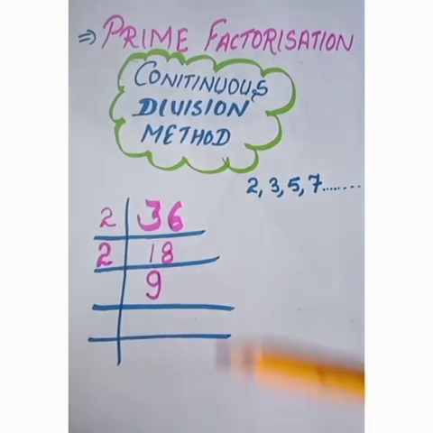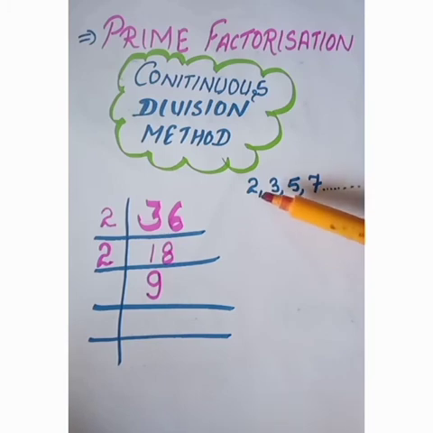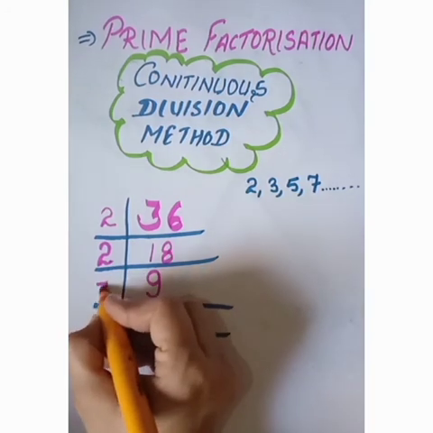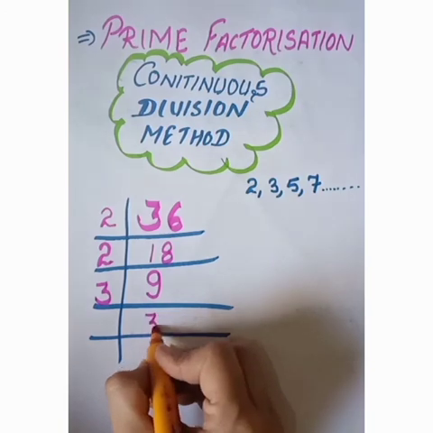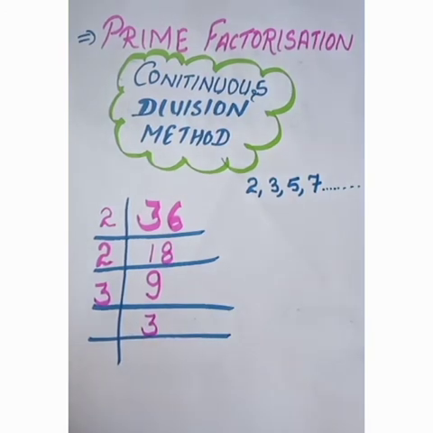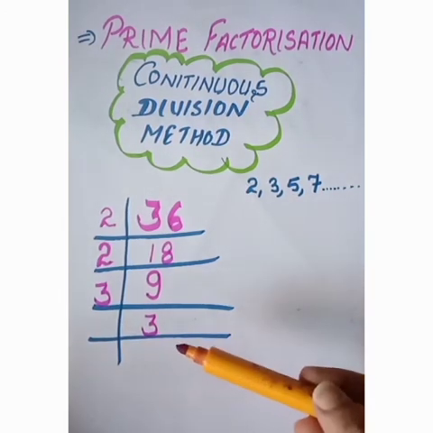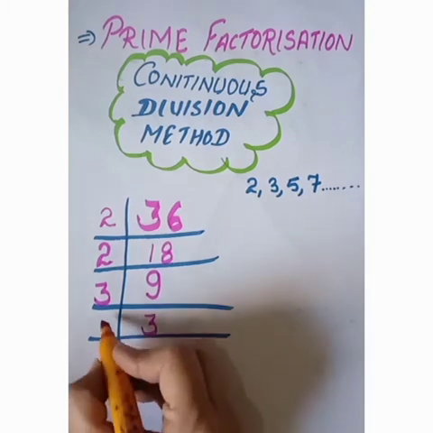Now see, we got 9 over here. Is 9 divisible by the prime number 2? No, it is not divisible. So we have to look at the next prime number, that is 3. 9 is divisible by 3, so we'll take the next prime number as 3. 9 divided by 3 gives the answer 3. Now again, what is left here? 3. And we can divide 3 by 3, so we'll write over here 3.